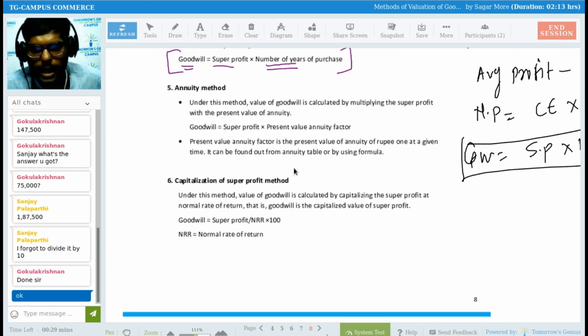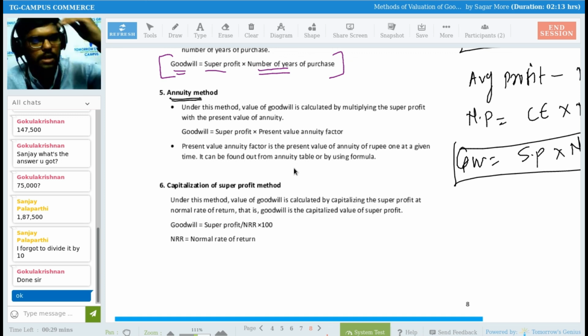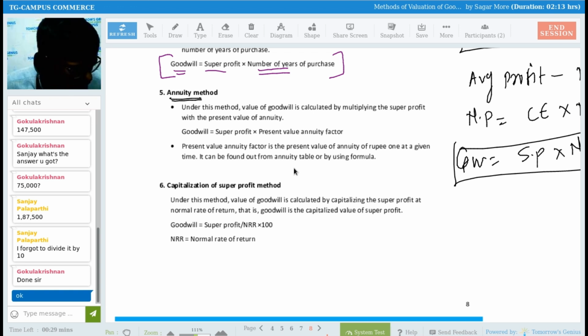Apart from that, there is another method called annuity method of goodwill, which comes under the main method of super profit. You have calculated super profit, then you have to apply annuity. So what is annuity basically? What is annuity factor? Do you know about this? Have you studied it in maths? Present value, future value?